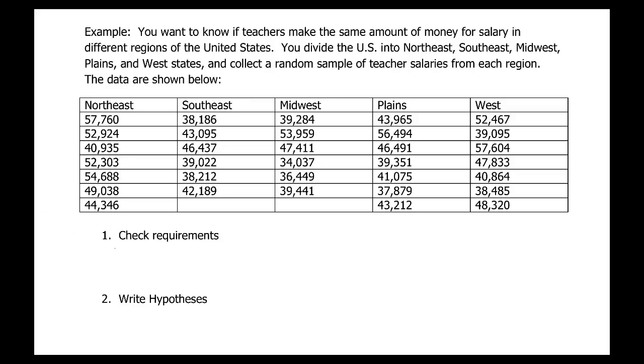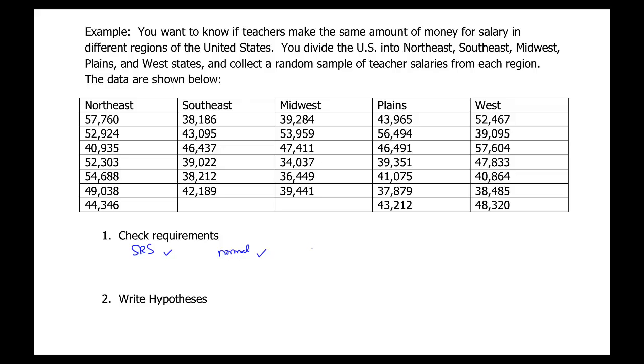We need a simple random sample, and it says random sample in the problem, so we'll assume it's a simple random sample. We need normal distributions. It doesn't say in the problem, but usually salaries follow a fairly normal distribution, especially within just one job type. So we'll say probably on that.